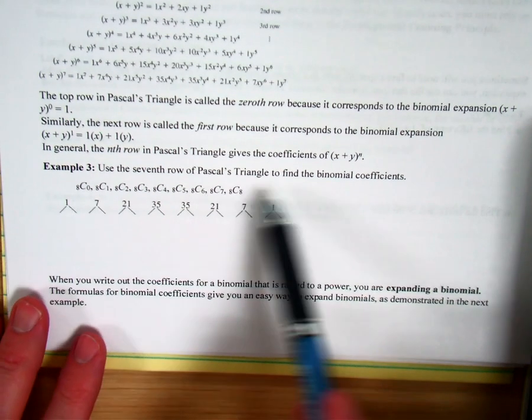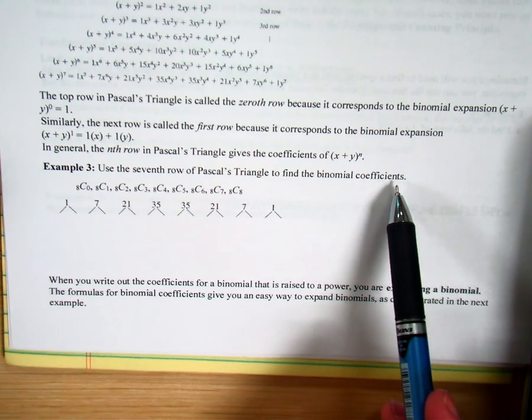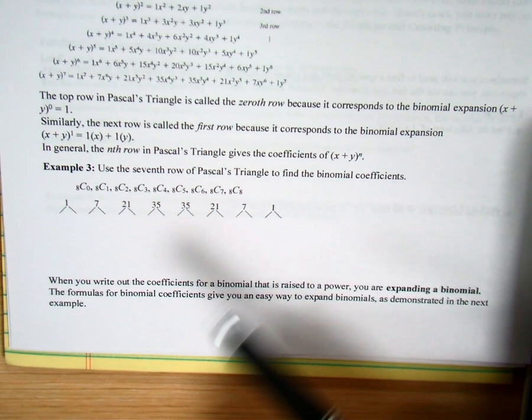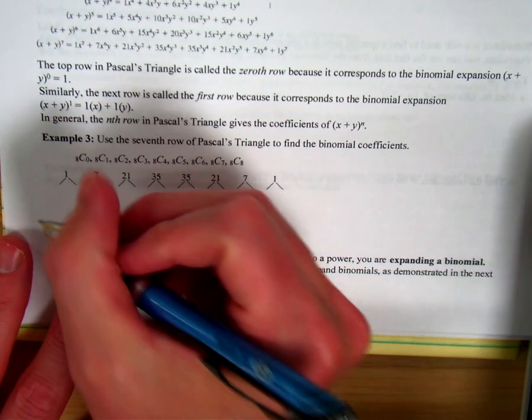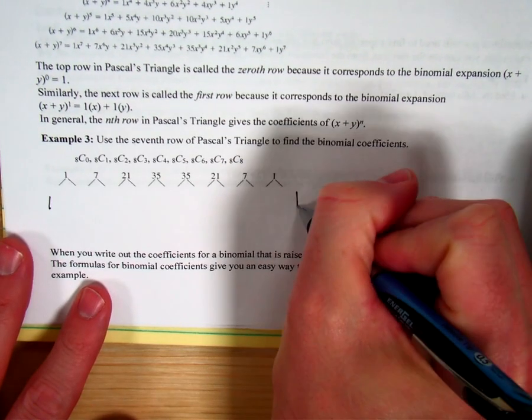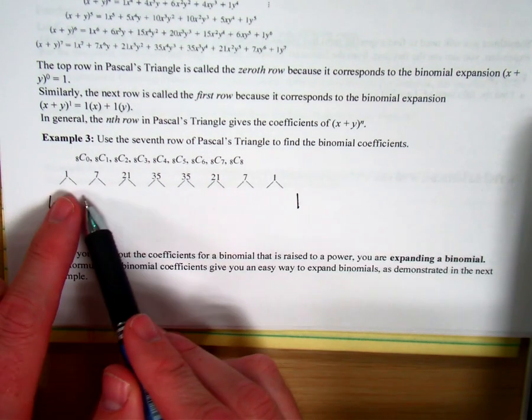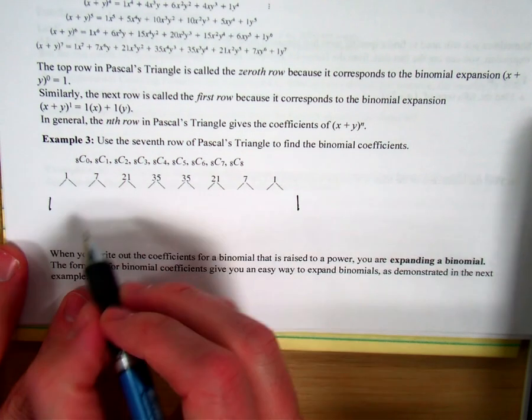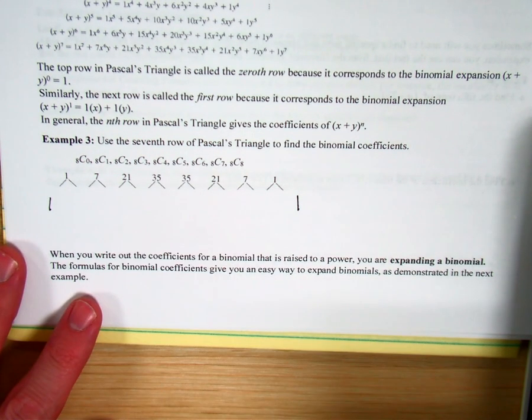Alright, use the 7th row to find the next row, or the 8th row, for all of our pieces. Okay, we know the outsides are 1s. And now the rest of these are going to be made up by adding them together. Go ahead and push pause and fill in the rest of the spots.